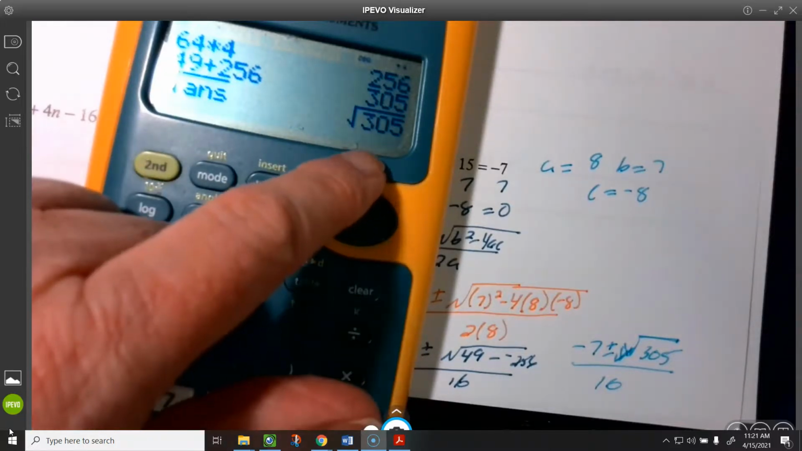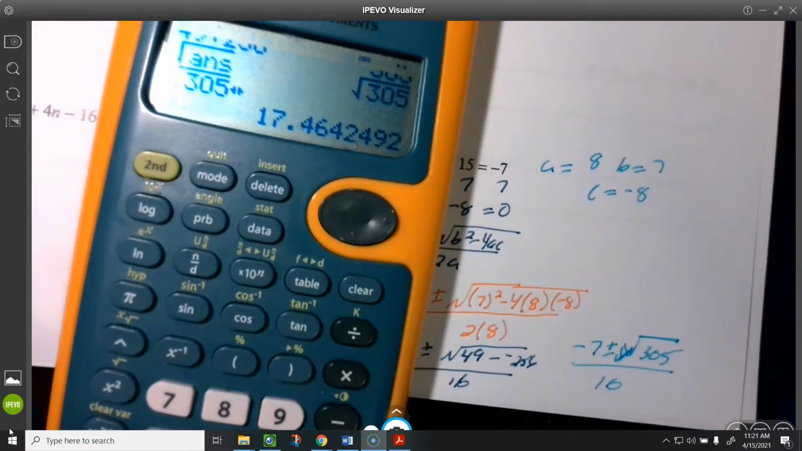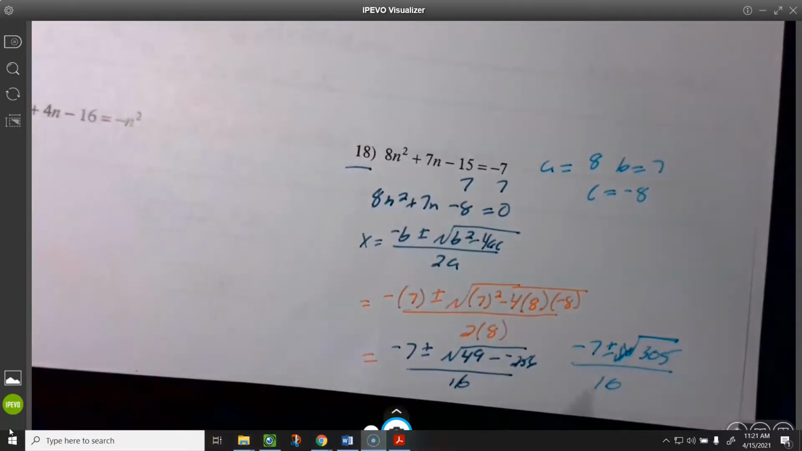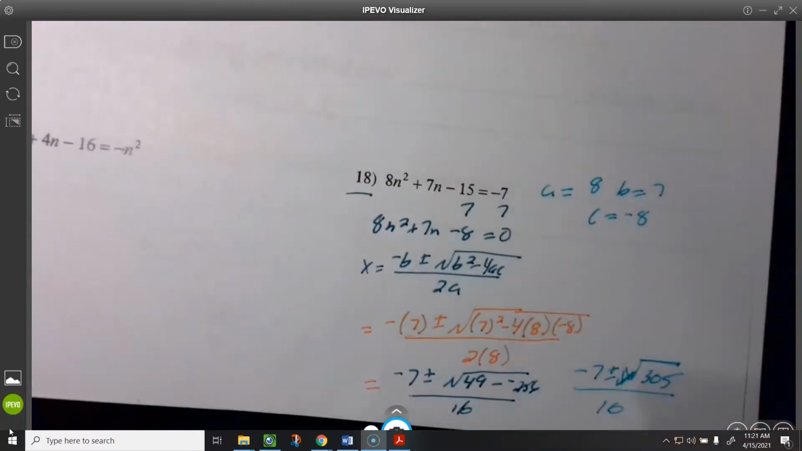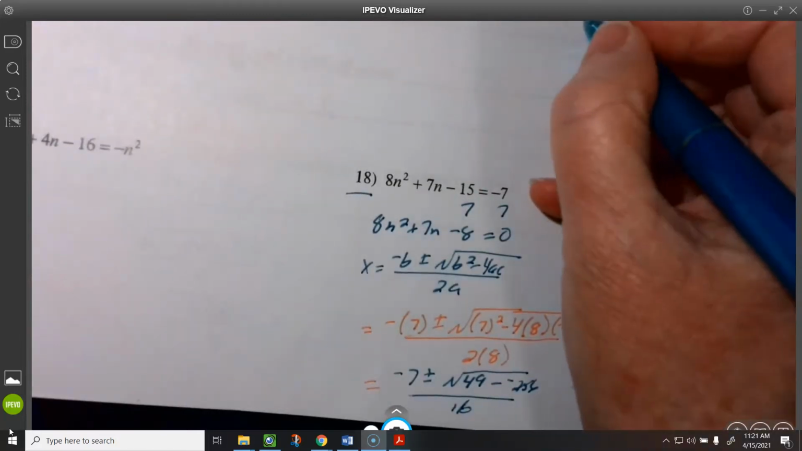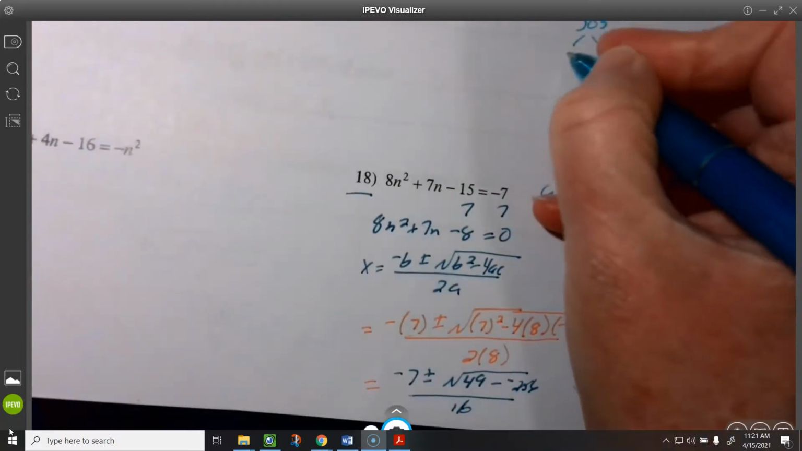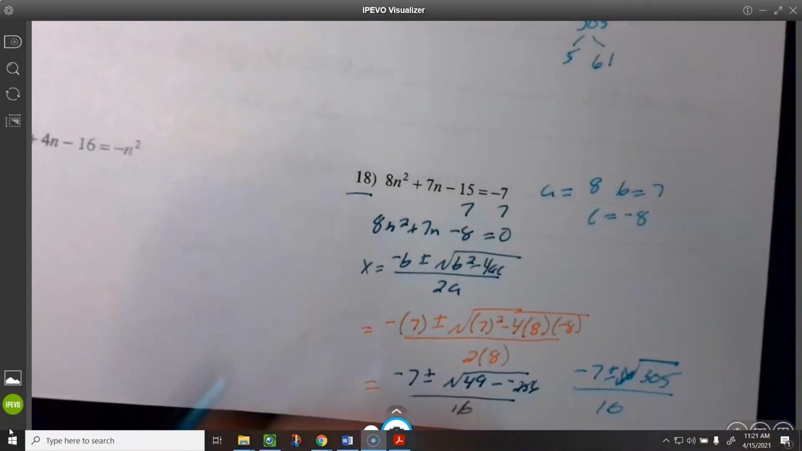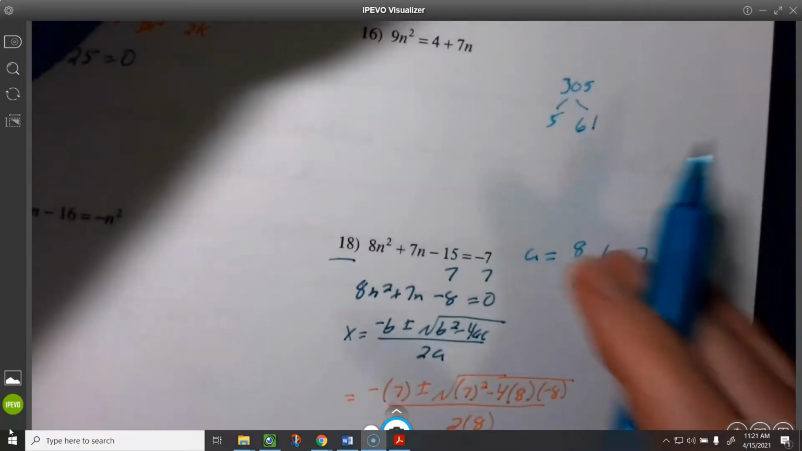Yeah, it's not. See how they didn't give me a whole answer? It's going to give me a decimal. So I'm going to see if I can break down 305. I'm going to take this space up here and see if I can break it down. 305. 5 goes into it. 61. Do you see what I did there?